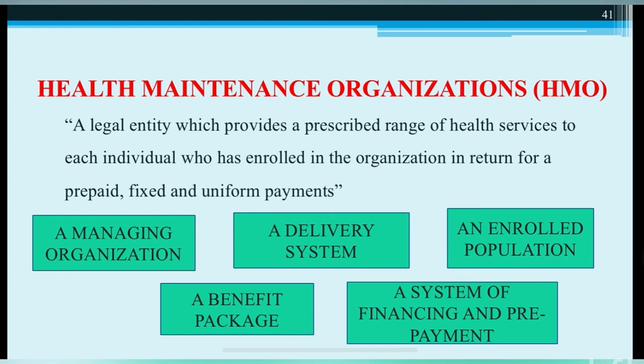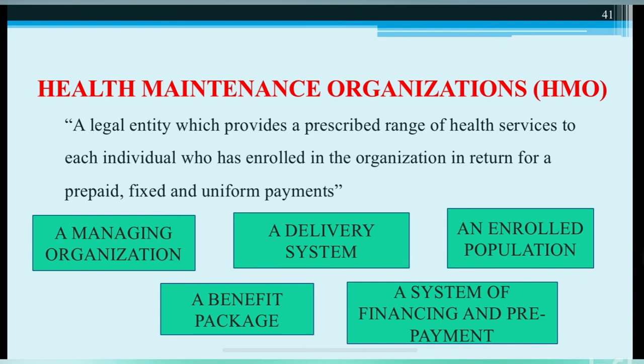The third one is the enrolled population. As I've already told, the general population of the patients who have enrolled in this HMO. A benefit package is a list of the services along with the charges, whatever benefit they will be getting if they enroll in this HMO. And the last one is a system of financing and prepayment, that is, how the dentist will be receiving the payment.